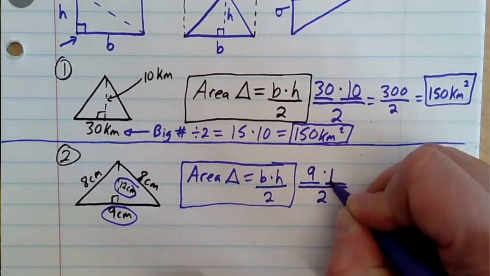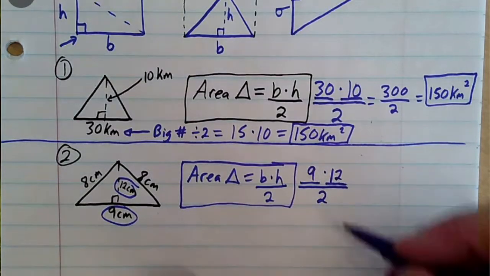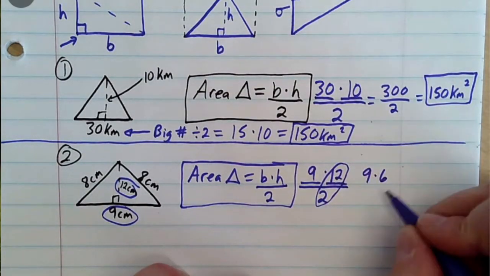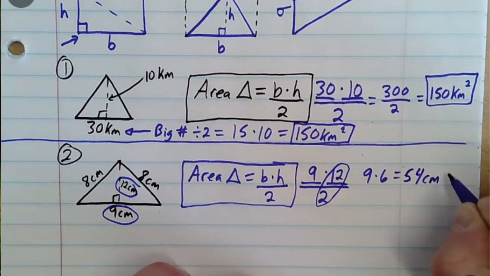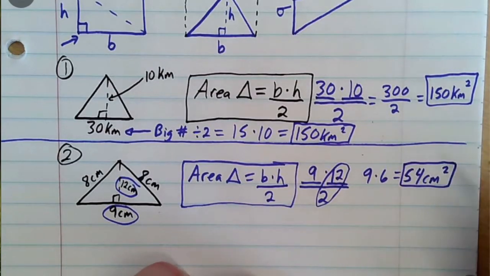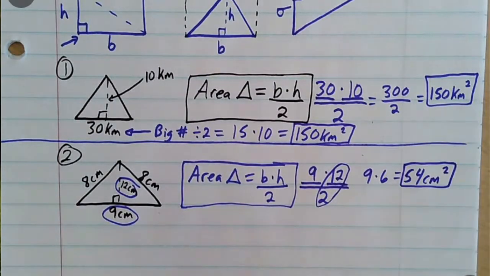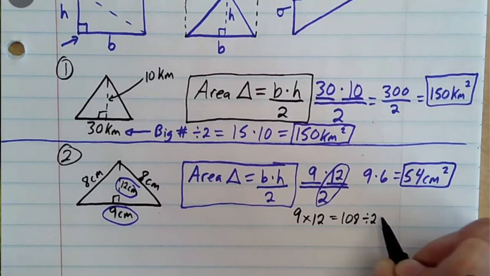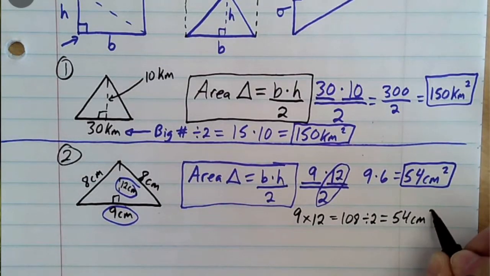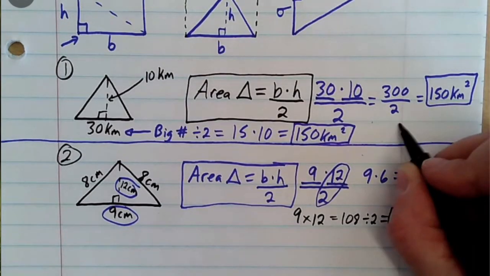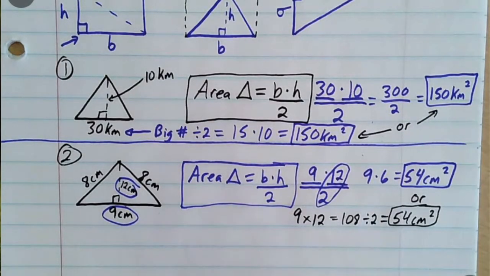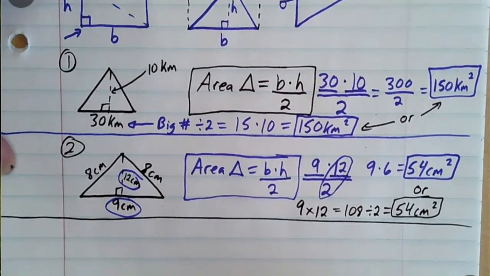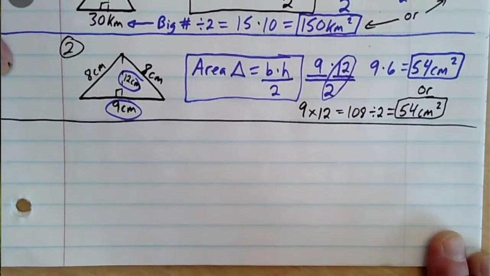So you've got 9 and 12. You could take 9 times 12 and then divide by 2. Some people say they want to take 12 and divide by 2 right up front. So that would give me 9 times 6, and that would equal 54 centimeters squared. If I did not divide here, then I would have had 9 times 12 first, which equals 108, and then have to divide by 2 there to get 54 centimeters squared. Either answer works, kind of like this one here, as long as you do base times height, then divide by 2.